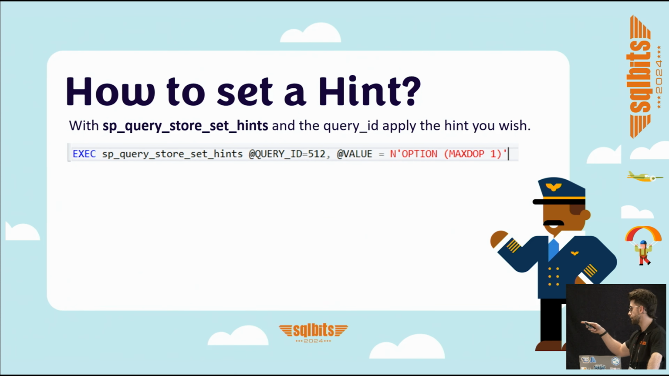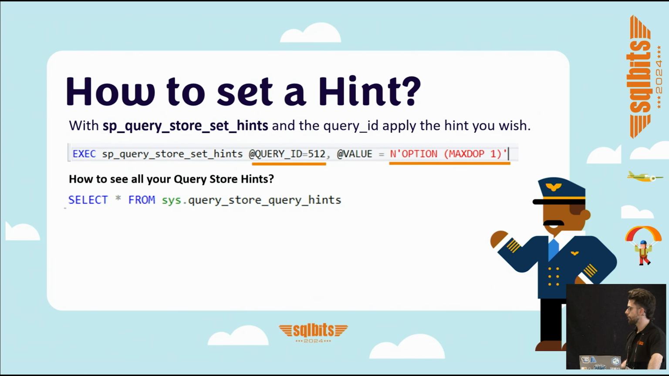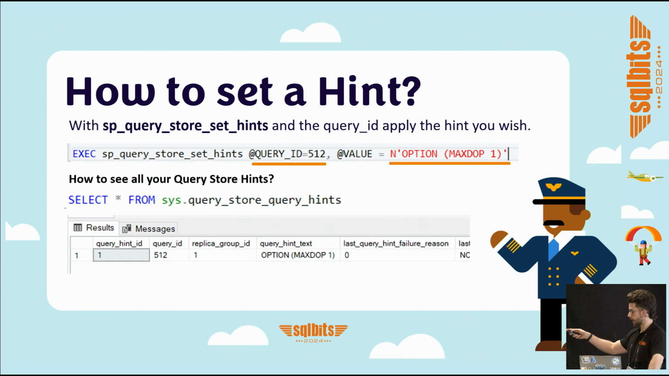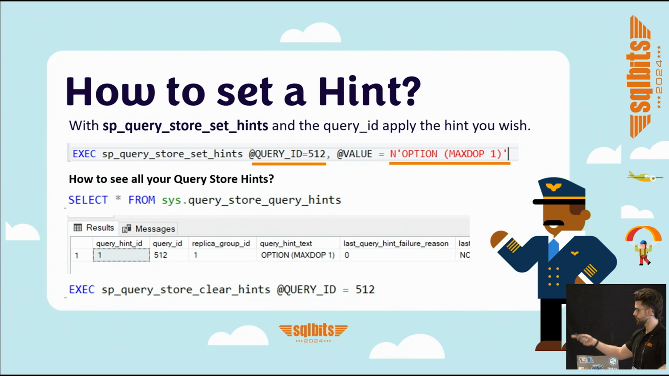In this case, I'm applying a MAXDOP 1 on the query ID 512. After that, you can check for all the hints that you have. In this case, we have applied the hint to that query. And if you don't need the hint anymore for future executions, you can just run another stored procedure that is available to clear that hint from your engine. Okay. So I will show you now a demo where I will show you two situations where you can apply this.